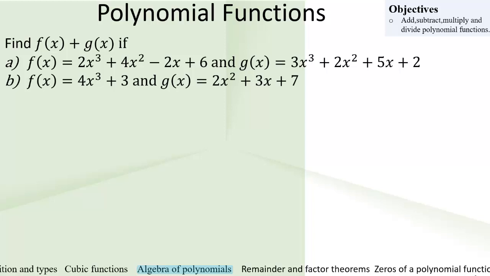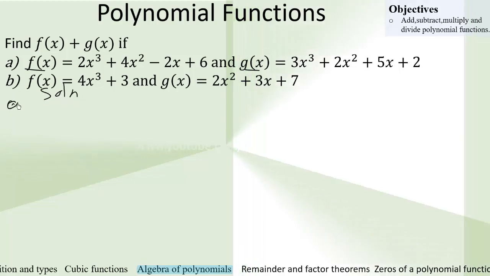Let us now talk about algebra of polynomial functions. So we will add, we will subtract, we will multiply and divide polynomial functions. So we are beginning with addition. We have f of x and we have g of x. We want to add f of x and g of x. So the a part, how do we do that?